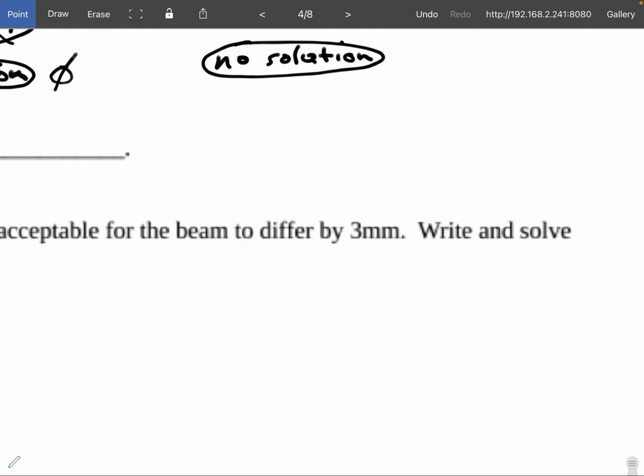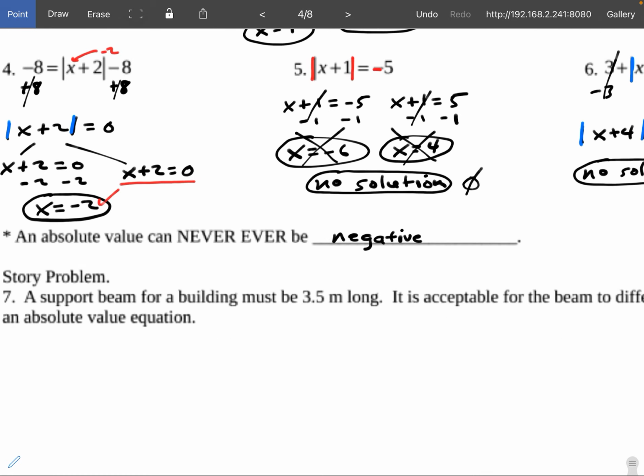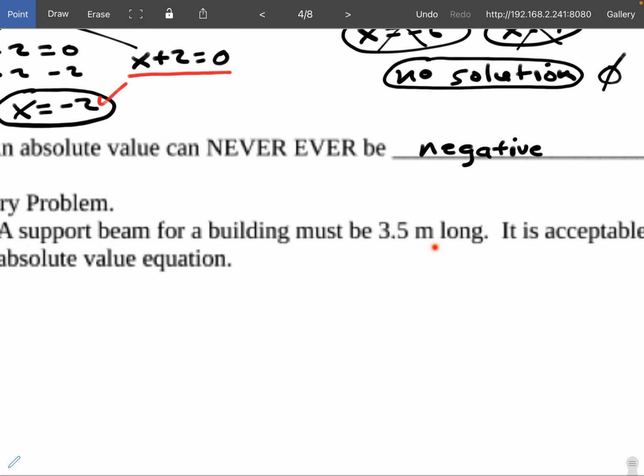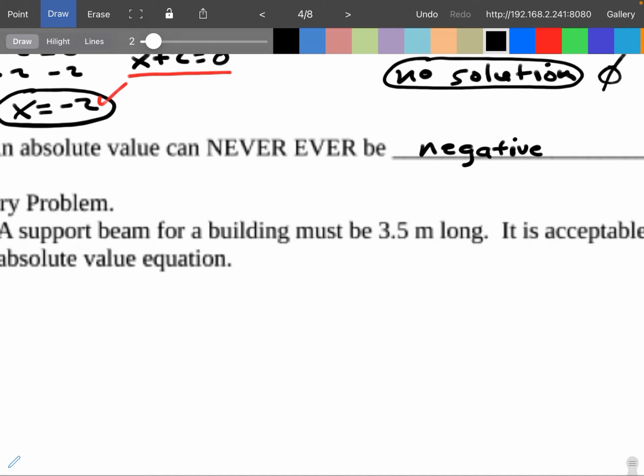The only issue with this problem that I don't like is that they gave this number for how much too long or how much too short the beam can be in millimeters, and they gave you the length of the beam in meters. So that means you're going to have to put them into the same units first. So let's do that real quick. Let me show you how to do a unit conversion. So we've got 3.5 meters times, and we want to change this into millimeters.